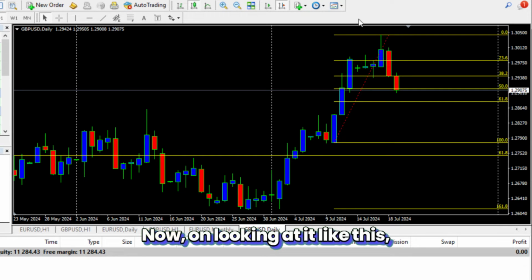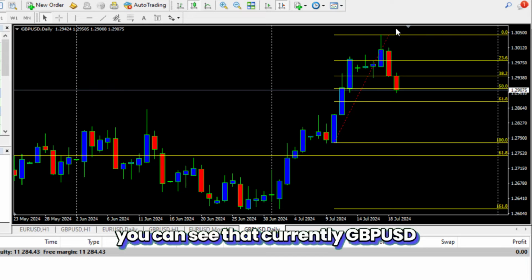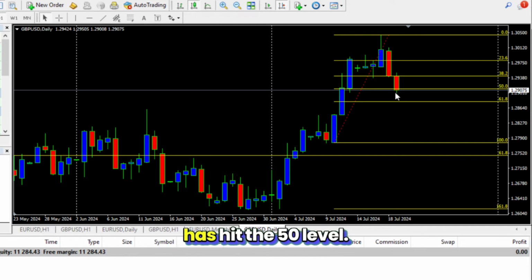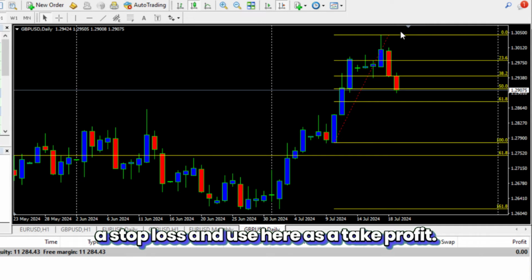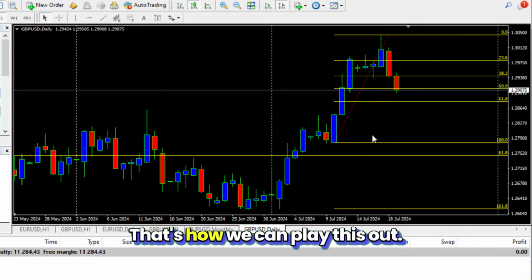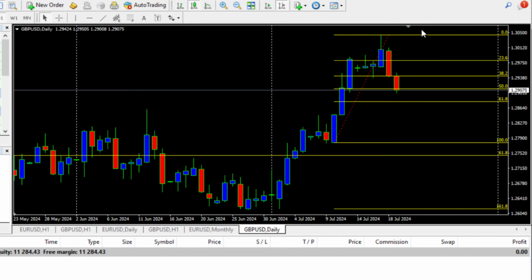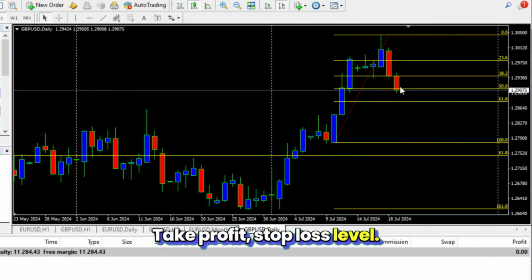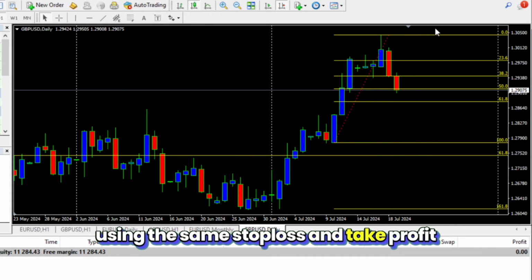Now, on looking at it like this, you can see that currently pound USD has hit the 50 level. If we're taking this as a stop loss for a trade, we can place a buy now and use here as a stop loss and use here as a take profit. That's how we can play this out. Then, if it pulls to the 61.8, we can take another trade using the same stop loss and take profit.